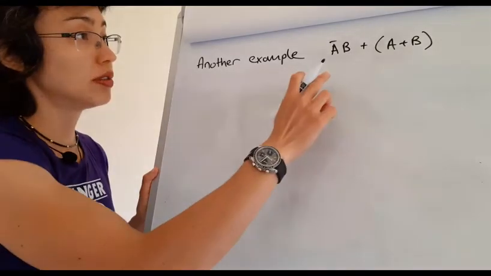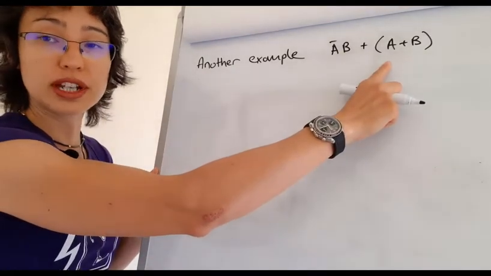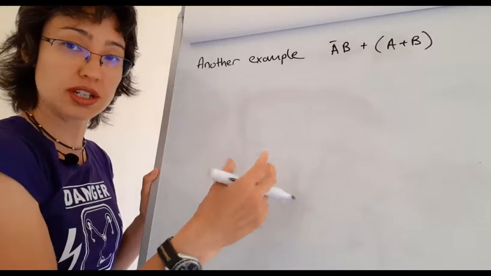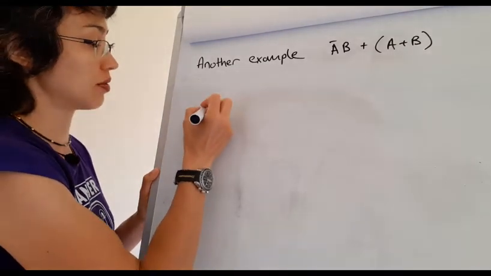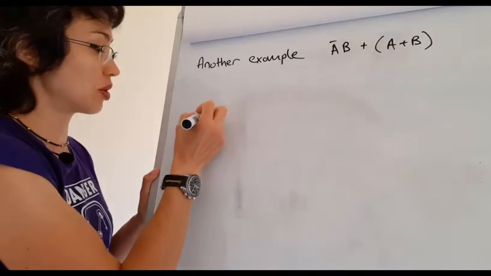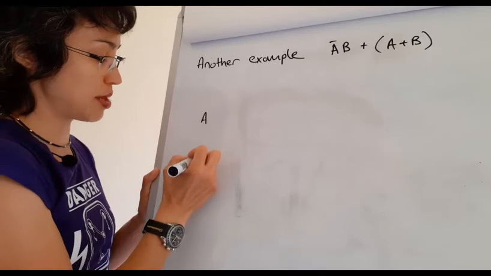In this example, I'm going to start with a Boolean expression, and I'm going to draw out what this means in terms of a circuit, a combinational logic circuit. In this case we've got A and B, so we've only got two inputs. So we always start with our A and B.